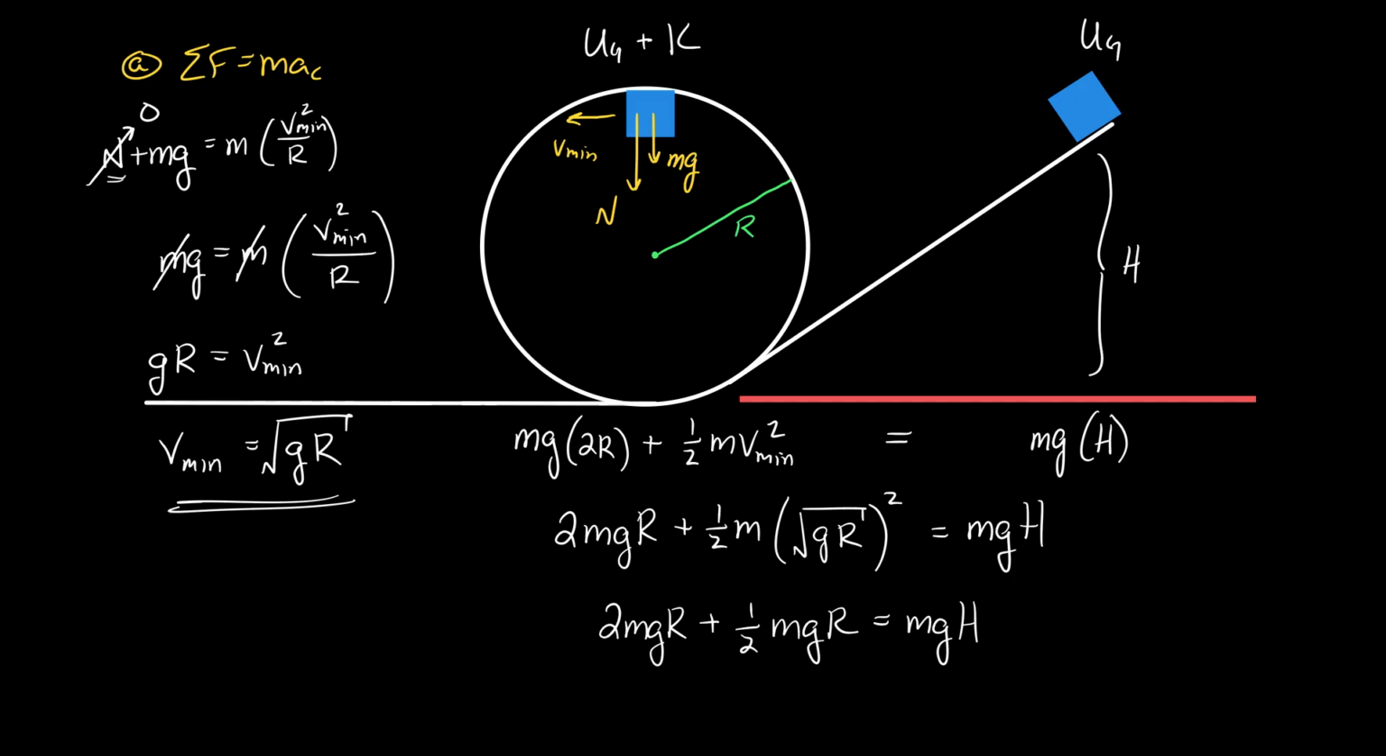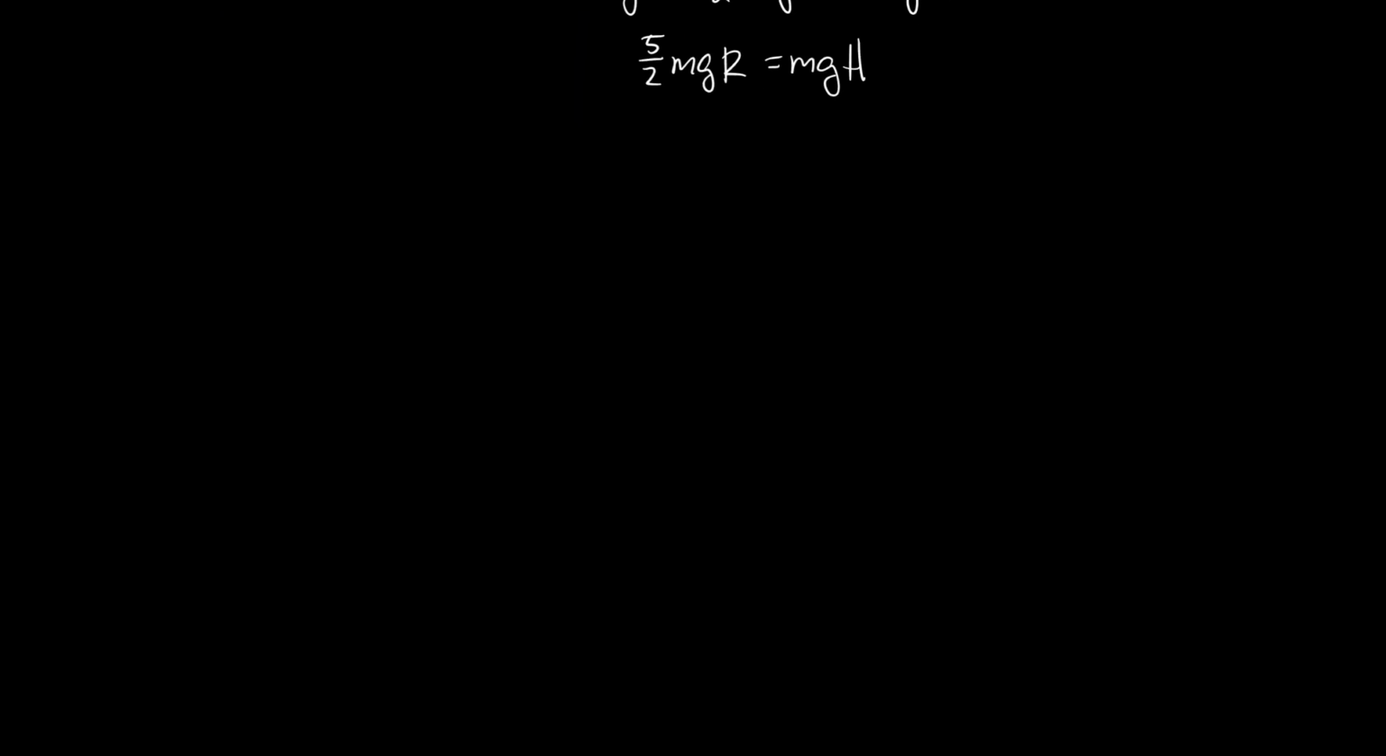You do you. The left side's 2 plus 1/2, so that's just 5/2 mgr, and that equals mgh. Do you notice that there's an mg in all the terms? So I just cancel the mg out. So I get 5/2 r equals the height. That's how high it's going to go.